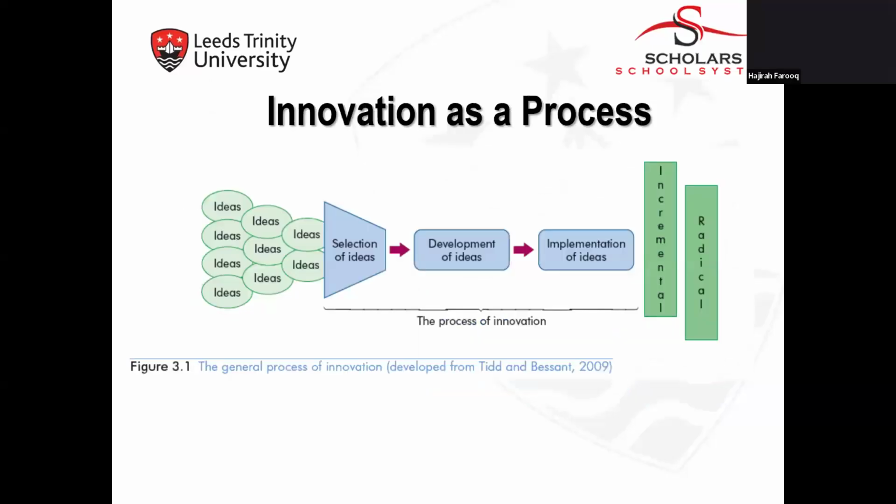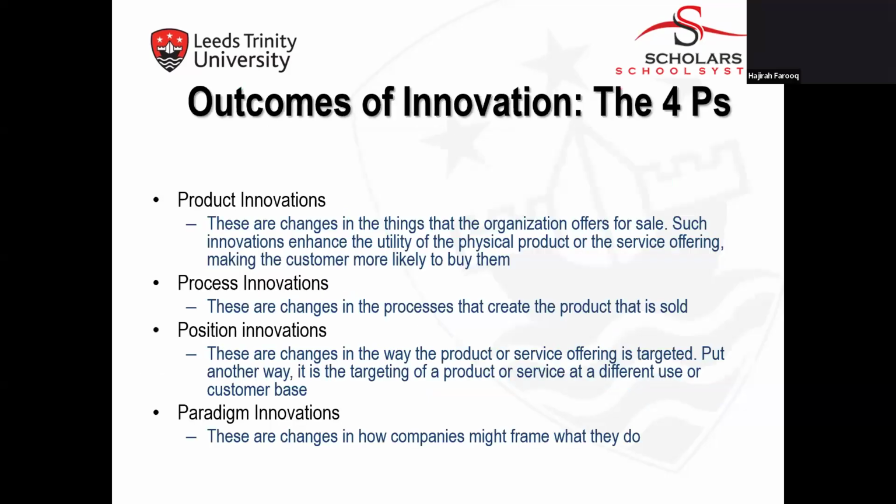So we discussed the process of innovation, which is something like this diagram describes: there are multiple ideas, and then we select the specific ideas, and then we develop those ideas during the process of innovation. After the development of that idea, we implement it, and the implementation can be either incremental or radical. Then we discussed the outcomes of innovation, that are the 4 Ps. It's not the marketing mix 4 Ps, it's the innovation 4 Ps, of which the first one is product innovations.